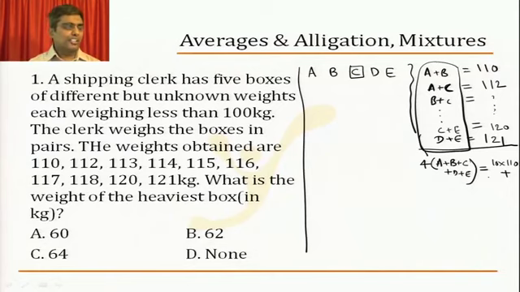Now 110, first one deviation is 0. Second one it is 2. 0 plus 2, 2. Third one it is 3. 2 plus 3, 5. Fourth one, 5 plus 4, 9. Fifth one, 9 plus 5, 14. Next, 14 plus 6, 20. 20 plus 7, 27. 27 plus 8, 35. 35 plus 10 now, 45. 45 plus 11, 56.